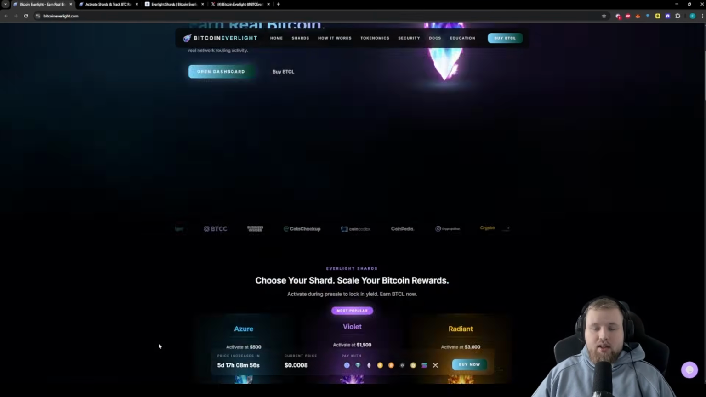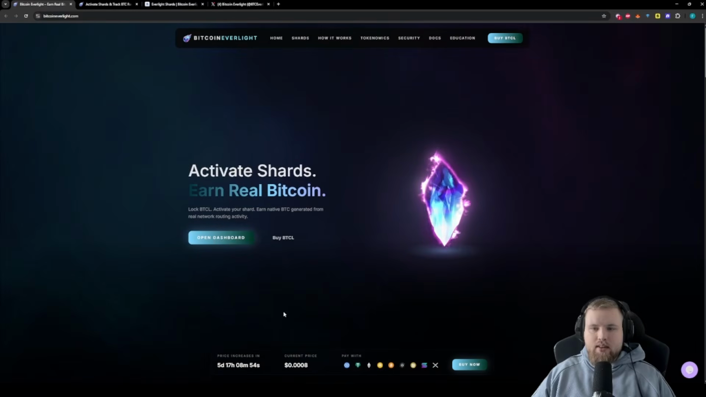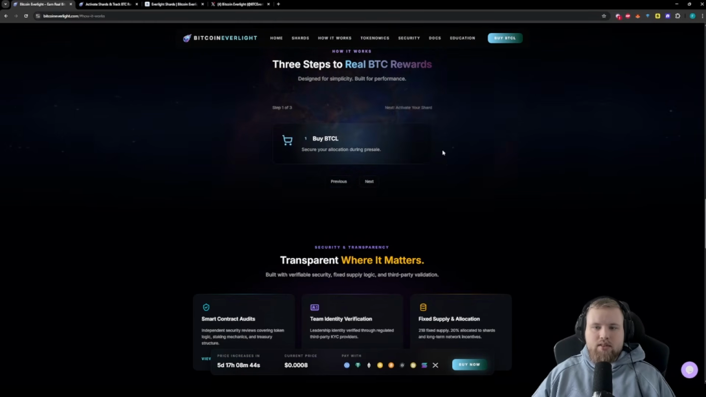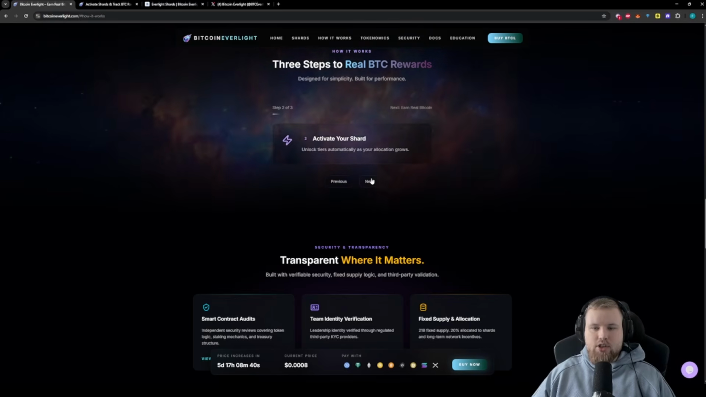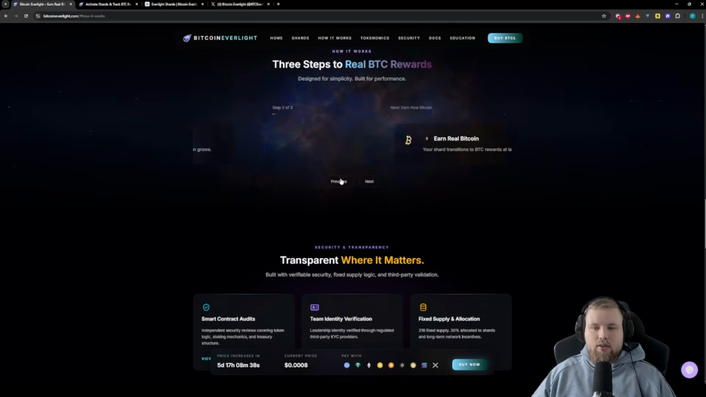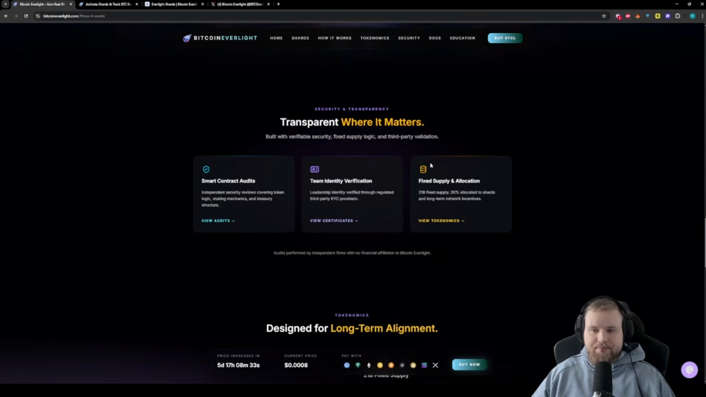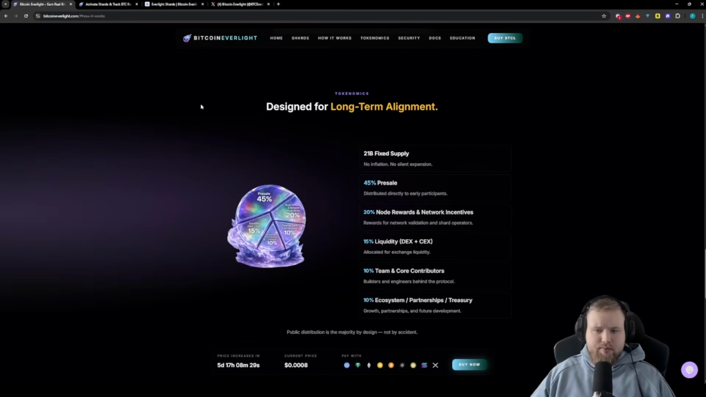If we look here at the website, I think it's really nicely made as well. Nice animation. We can go into how it works. 3 steps to real Bitcoin rewards, designed for simplicity, built for performance. So step 1 is buy BTCL, then you can activate your shard and you can earn real Bitcoin. Very easy. Unlock tiers automatically as your allocation grows. Transparent where it matters. We talked about this as well.